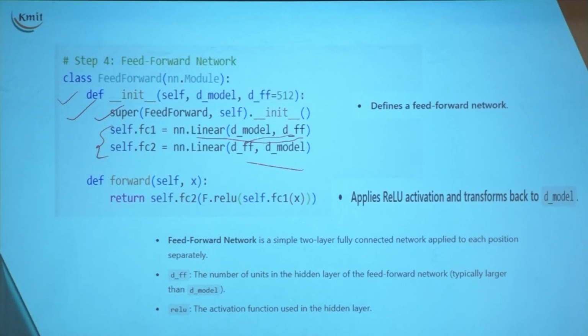Again, at the bottom I have the forward function. In this forward function I am returning what? FC2. What is that FC2? ReLU of self.FC1. Are you all clear? Yes or no? FC2 is ReLU of FC1.